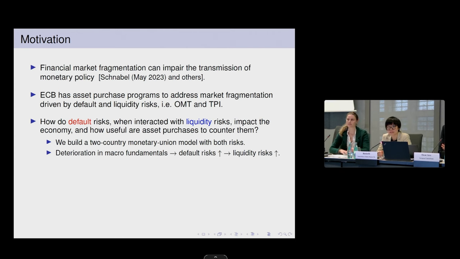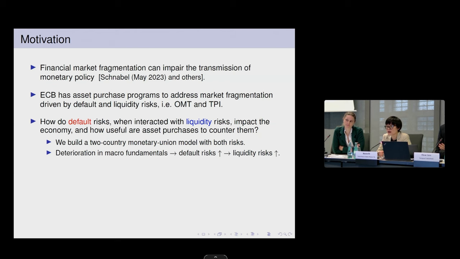So this paper is motivated very much by the policy discussions and the policy actions taken at the ECB. As members of the executive board have been discussing, financial market fragmentation can impair the transmission mechanism of monetary policy. This is particularly relevant for the euro area, where different countries have different fundamentals and different institutions. So the ECB has asset purchase programs to address market fragmentation driven by different types of risk, default risk and liquidity risk. For instance, OMT rolled out during the height of the debt crisis, and TPI rolled out last year as the ECB raised interest rates.